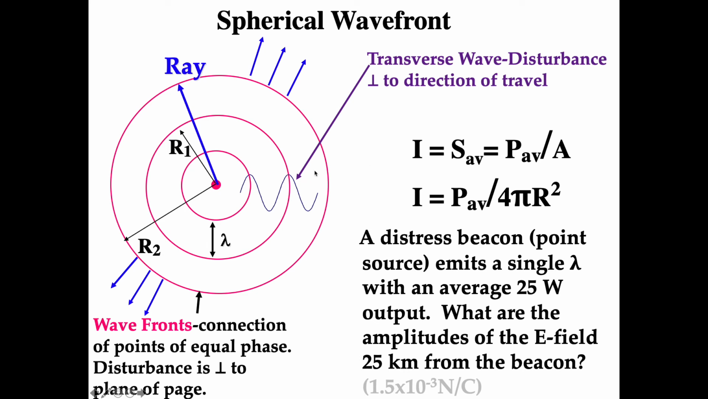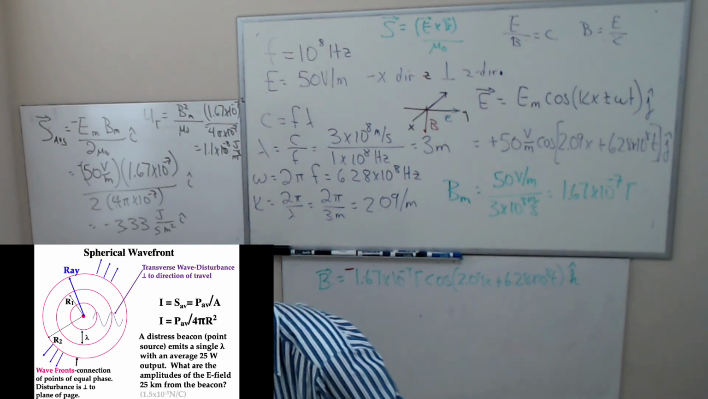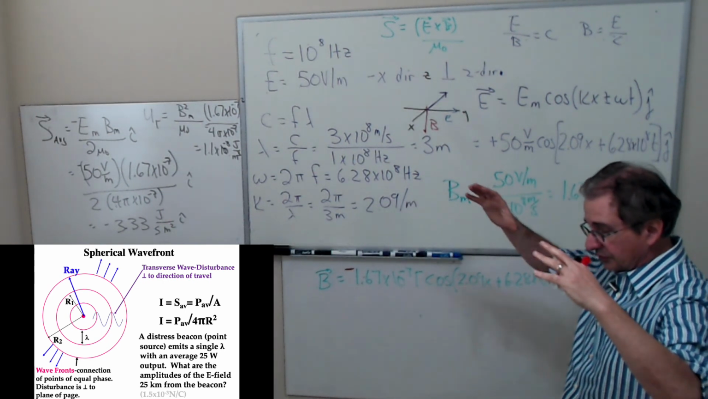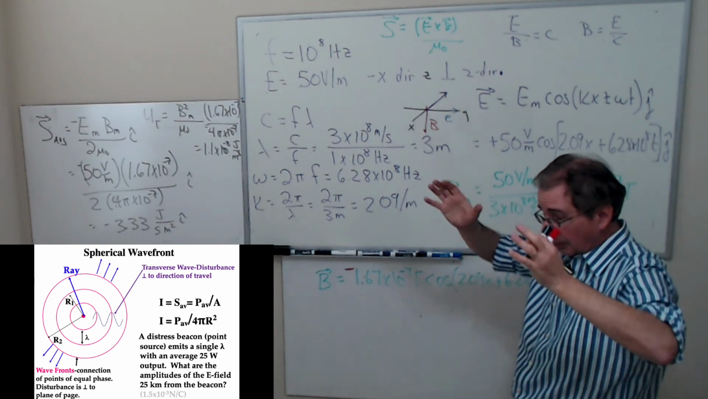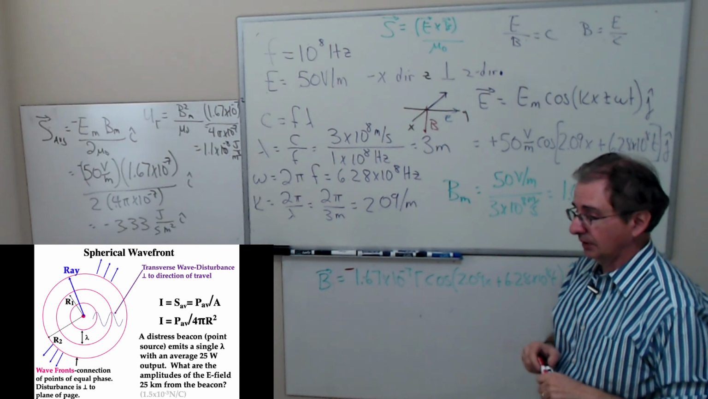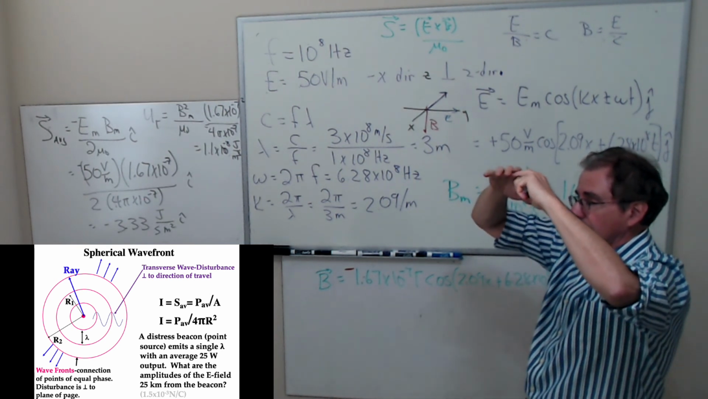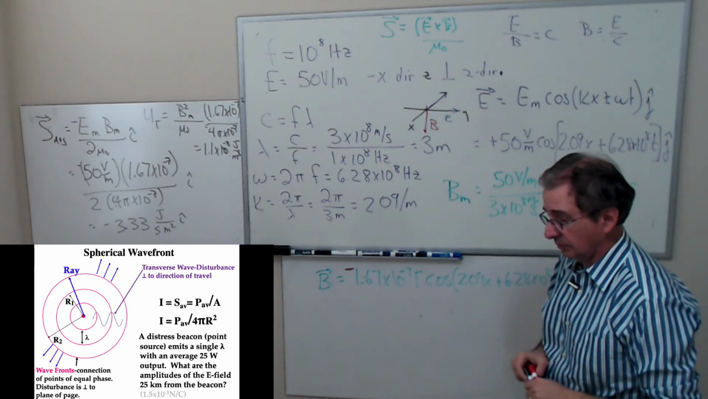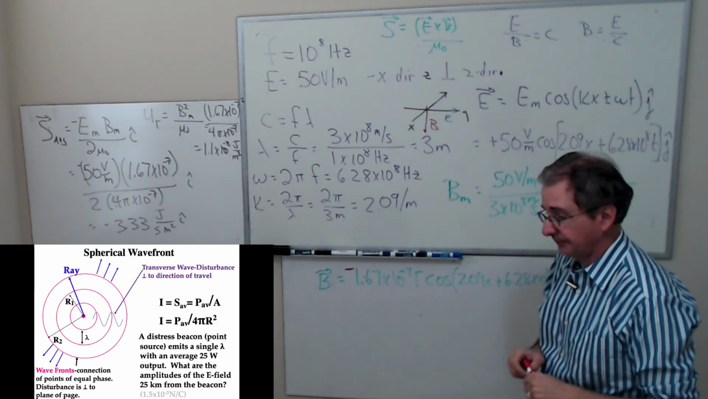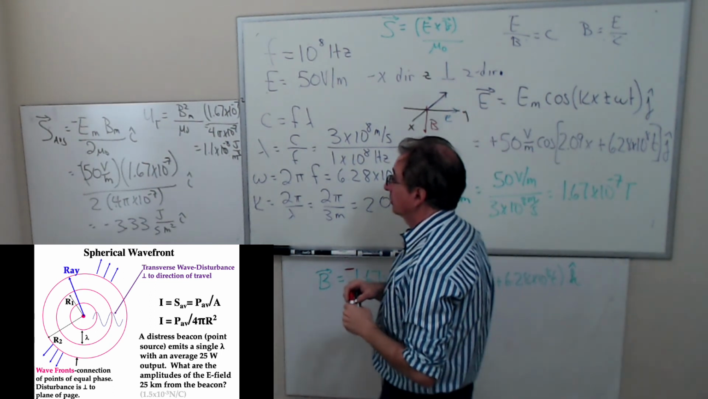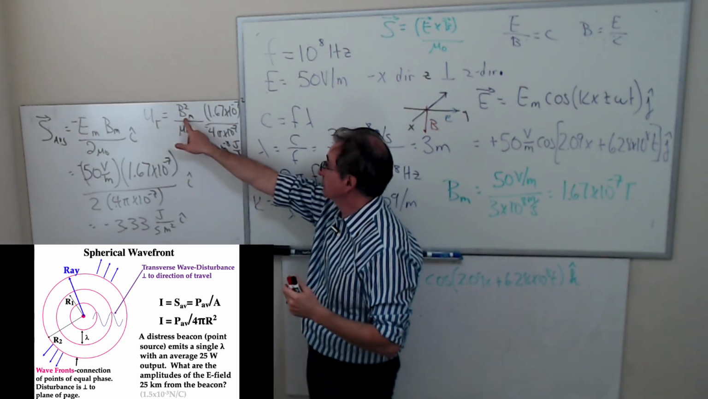Now, as the sphere gets bigger and bigger, remember the energy stays the same. What happens to the amplitude of the wave? Well, the energy in the wave depends on B squared.